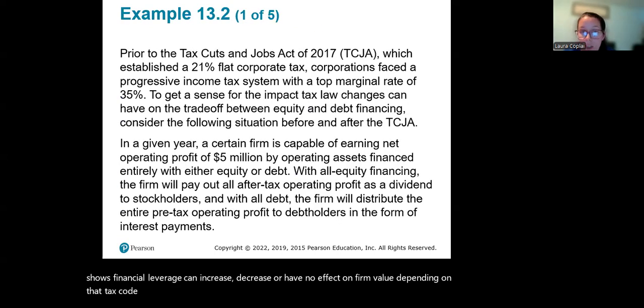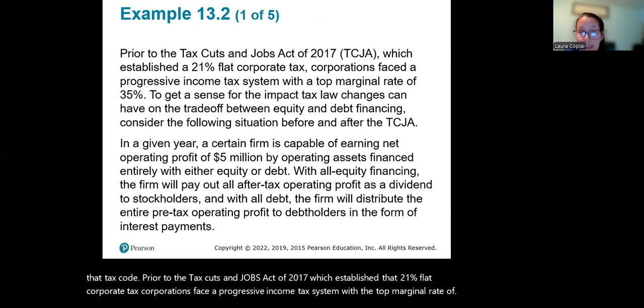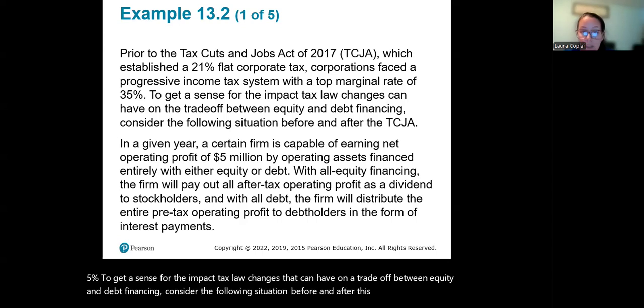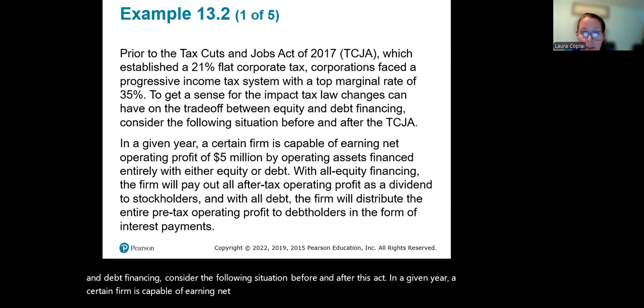Prior to the Tax Cuts and Jobs Act of 2017, which established that 21% flat corporate tax, corporations faced a progressive income tax system with a top marginal rate of 35%. To get a sense for the impact tax law changes can have on a trade-off between equity and debt financing, consider the following situation before and after this act. In a given year, a certain firm is capable of earning net operating profit of $5 million by operating assets financed entirely either with equity or debt.